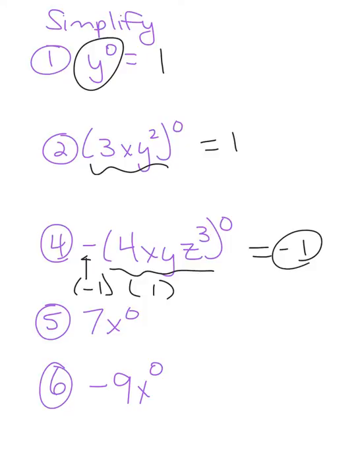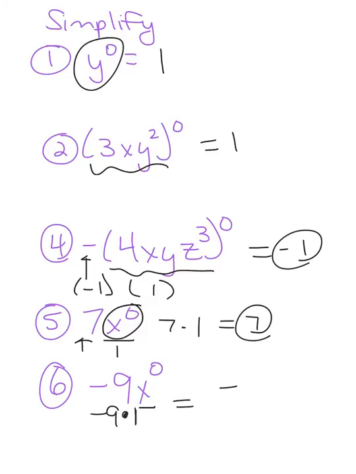In number 5, again, that 0, my exponent is only attached to the x, so that's going to be 1. But I'm going to take 7 times 1 since I have that 7 up front. So my final answer there is 7. In number 6, again, the 0 is only attached to my base, which is x, so that's 1. And I'm going to multiply that by negative 9. So I have negative 9 times 1 is going to give me negative 9 as my final answer.